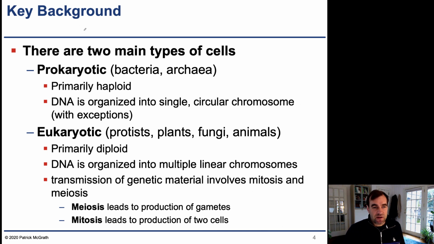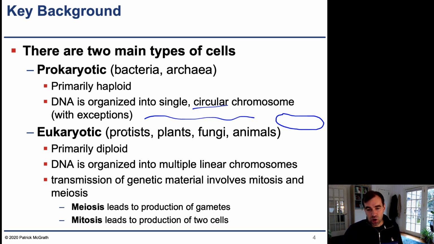So another key background is that there are 2 main types of cells: prokaryotic cells and eukaryotic cells. Prokaryotic cells include small things like bacteria and archaea, and these are primarily haploid. So each bacteria typically only has 1 copy of each chromosome. DNA is organized into a single circular chromosome. There are some exceptions, but typically, if you take the entire genome of an E. coli bacteria, it's all condensed into one single DNA molecule. And instead of this DNA molecule being linear, it ends up binding back on itself to form a circular molecule.